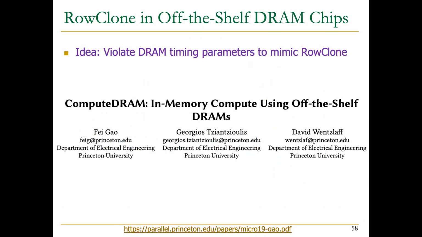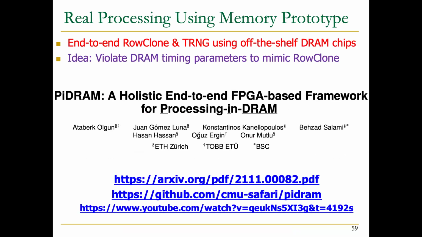Now, later, people who actually read our work and used some of our infrastructure to do DRAM testing showed that by violating the timing parameters, you can mimic RowClone and do this reliably in existing, off-the-shelf chips. And we built on their work nicely to release an FPGA-based processing-in-DRAM system. You could actually use this yourself if you're interested in FPGAs, for example. The idea is we can run end-to-end applications over here.